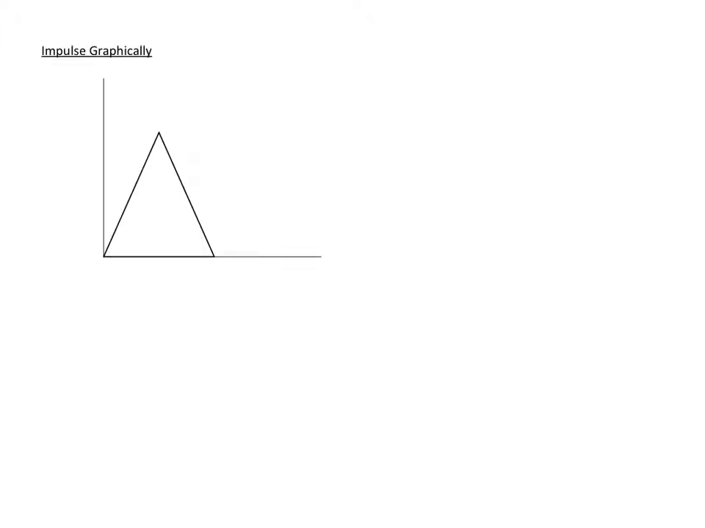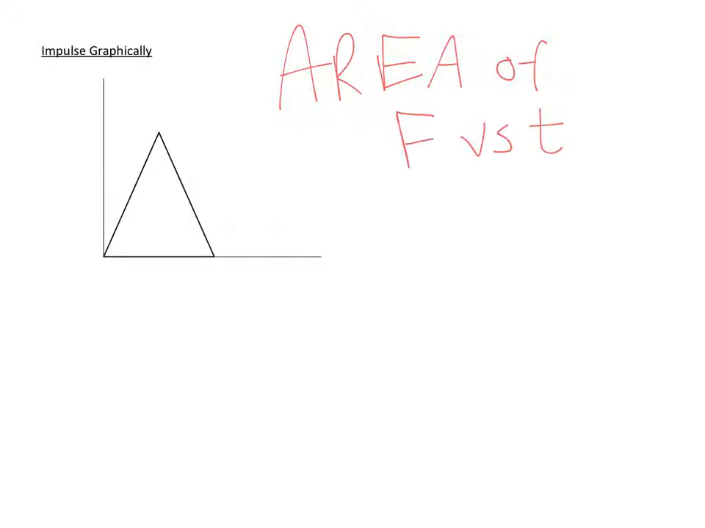Finding impulse graphically is simply the area of a force versus time graph. That's it. So to find impulse graphically, you are taking the area of a graph that's giving you force versus time. If this is a triangle, then pretty simple.